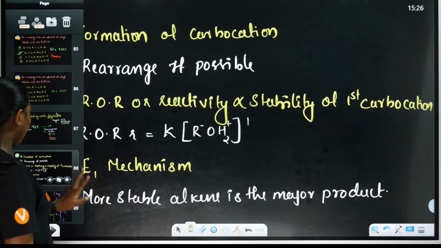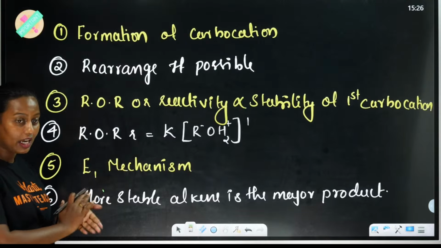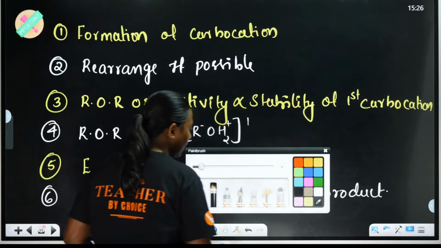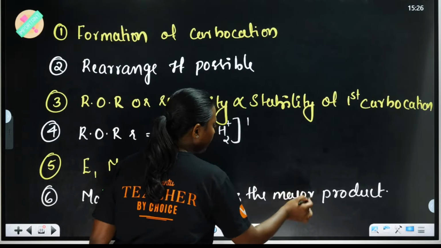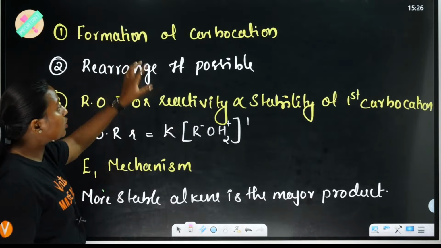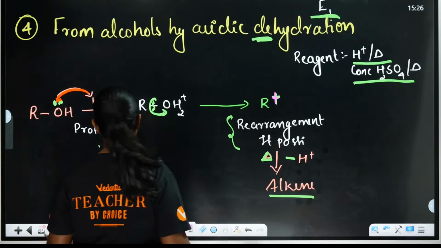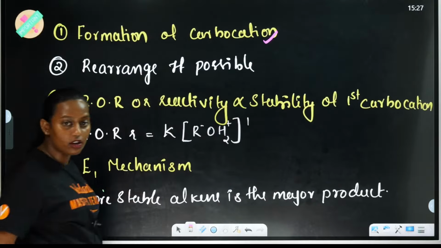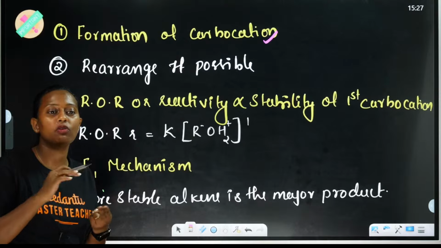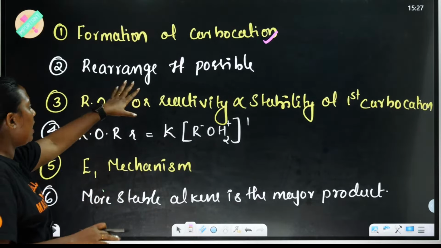Then we are moving to the important points of this reaction. That is very important, so we can discuss all the points. The first point, formation of carbocation. Here carbocation is forming. If rearrangement is possible, rearrangement will happen.